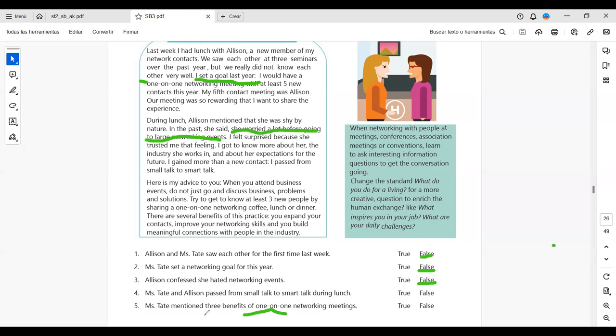Then we have number four. Mrs. Tate and Allison passed from small talk to smart talk during lunch. Yes, it's true. I gained more than a new contact. I passed from small talk to smart talk. Okay. Yes, right? Yes, it's true.